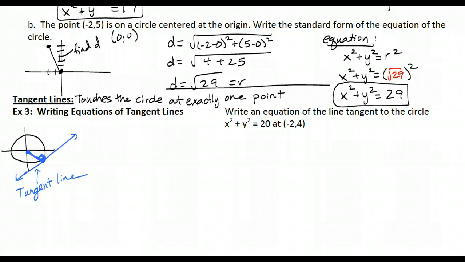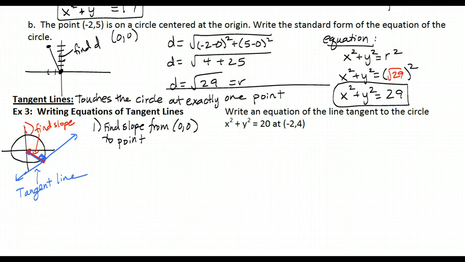Let me give you a step-by-step, and then we'll try a few, and you can see what I'm trying to explain here. If I'm going to write an equation of that blue line, here's what I'm going to do. First, find the slope from (0, 0) to the point we're given. This is kind of like 10.1. I'm going to find the slope of this radius line, because that's the line that I have enough information for. And then once I find the slope of that line, our slope is perpendicular to that line, so our slope is the opposite reciprocal of that slope.